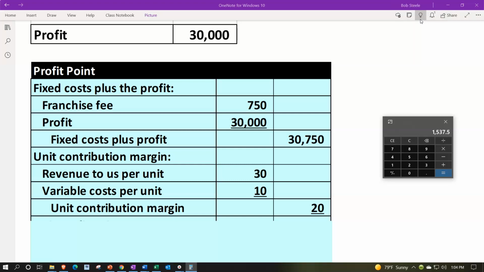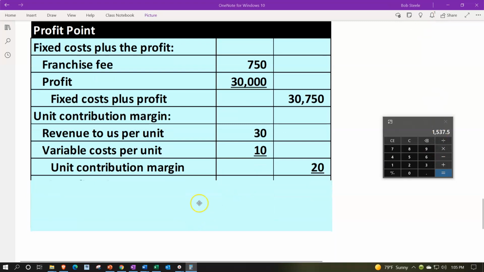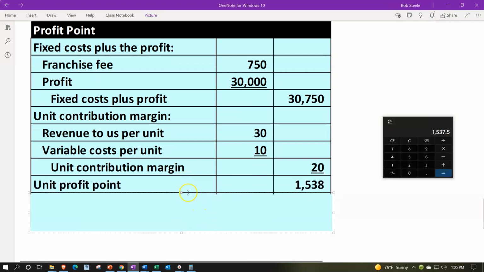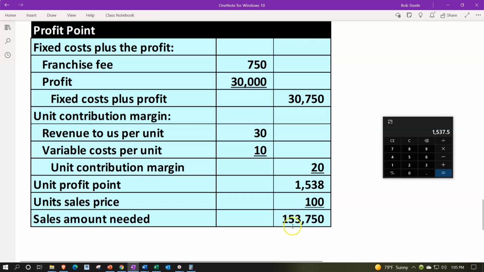So 30,750 divided by 20. We'd have to sell about 1,538 of these things over, let's say, a year, I guess, or something like that, right? And then if we multiply that times 100, because that's the sales price, how much we're selling them for, that would give us the sales amount, which would be $153,750 in sales in order to get that $30,000 of profit.